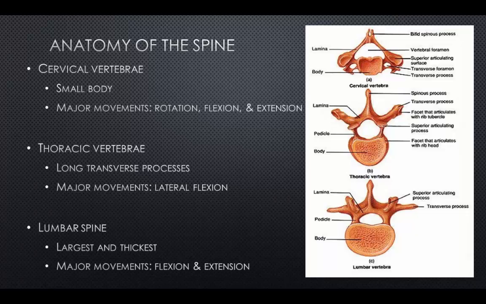The vertebrae have distinct features which separate the different levels. Cervical vertebrae have a small body. They allow for the major movements of rotation, flexion, and extension. Thoracic vertebrae have long transverse processes. They allow for the major movement of lateral flexion. The lumbar vertebrae are the largest and the thickest, and they allow for the major movements of flexion and extension.